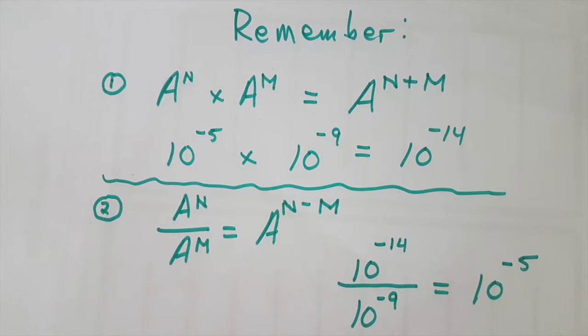So just a couple of exponent rules that I'll be using quite a bit during this video, and that is a to the n times a to the m equals a to the n plus m. So if it were 10 to the negative 5th times 10 to the negative 9th, that would be 10 to the negative 14. And a to the n divided by a to the m equals a to the n minus m. So it would be 10 to the negative 14 divided by 10 to the negative 9th would be 10 to the negative 14th minus a negative 9, which would be 10 to the negative 5th.